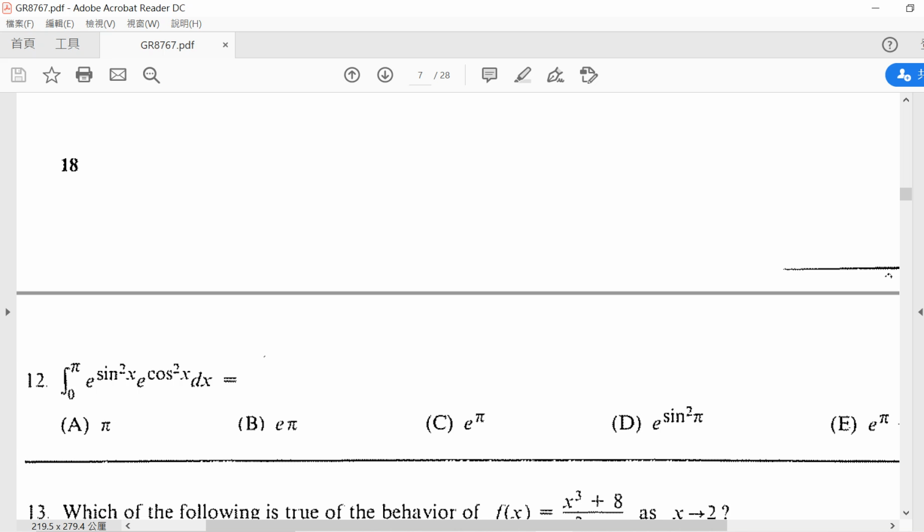So 12 is also easy because sine squared plus cosine squared is 1. So we just do the constant e integration. So the answer is e times pi. The answer is B, pi e. Yeah, that's it.